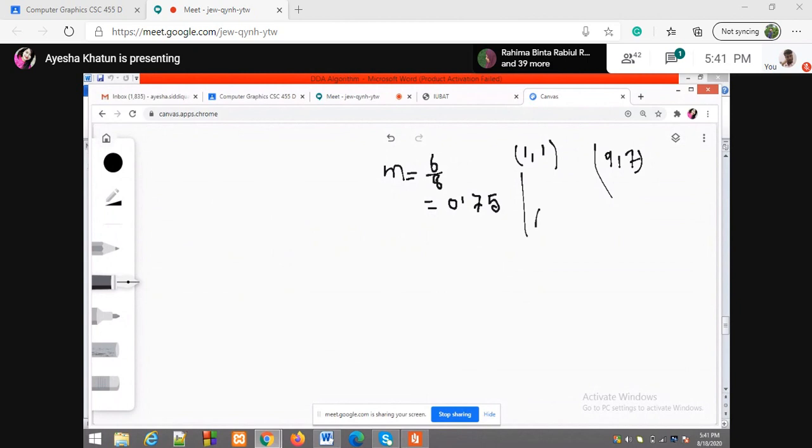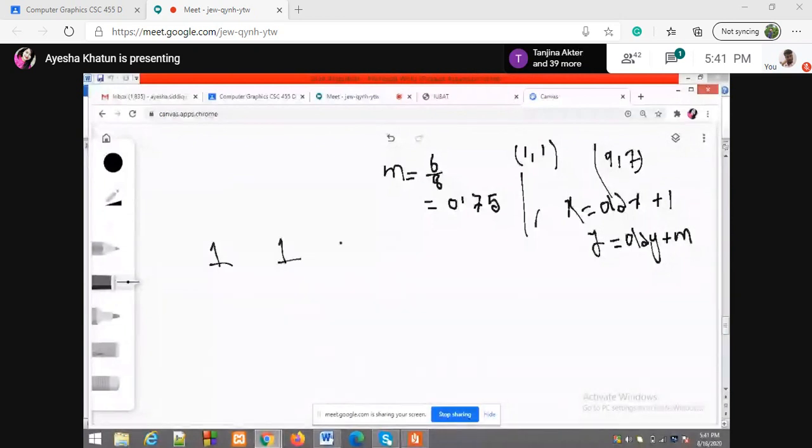So x will be basically the old value of x plus 1, right? And y will be the old value of y plus m. It's not 6. Yes, ma'am. So what should be the first? Ma'am, first value is 1. We have 1, 1. So obviously we will do 1, 1. So the first one will be 1, 1, because it is already there.